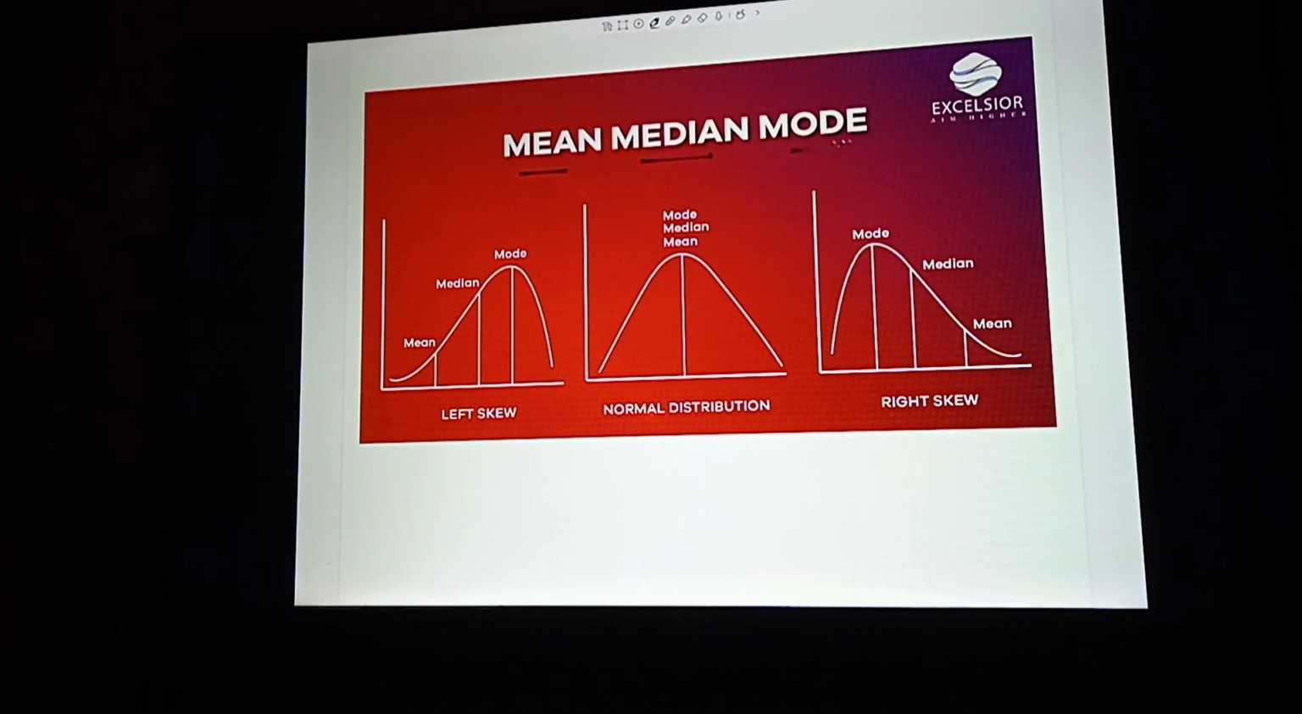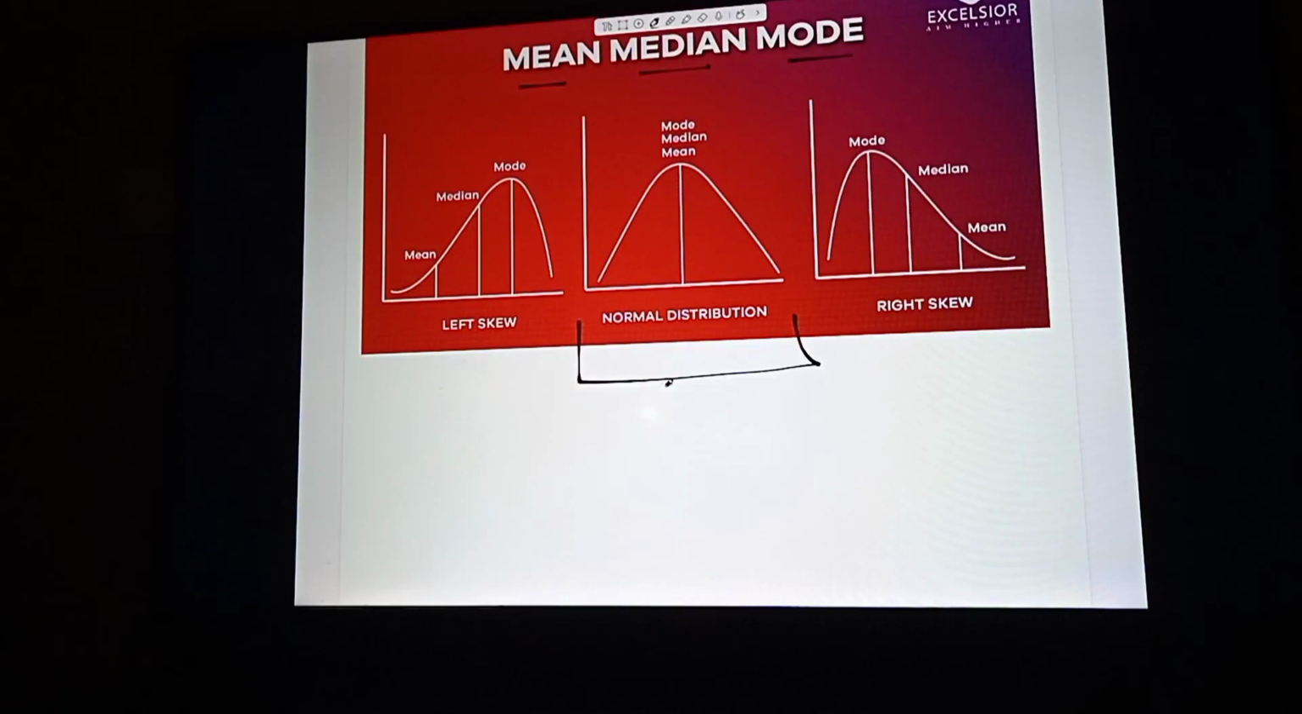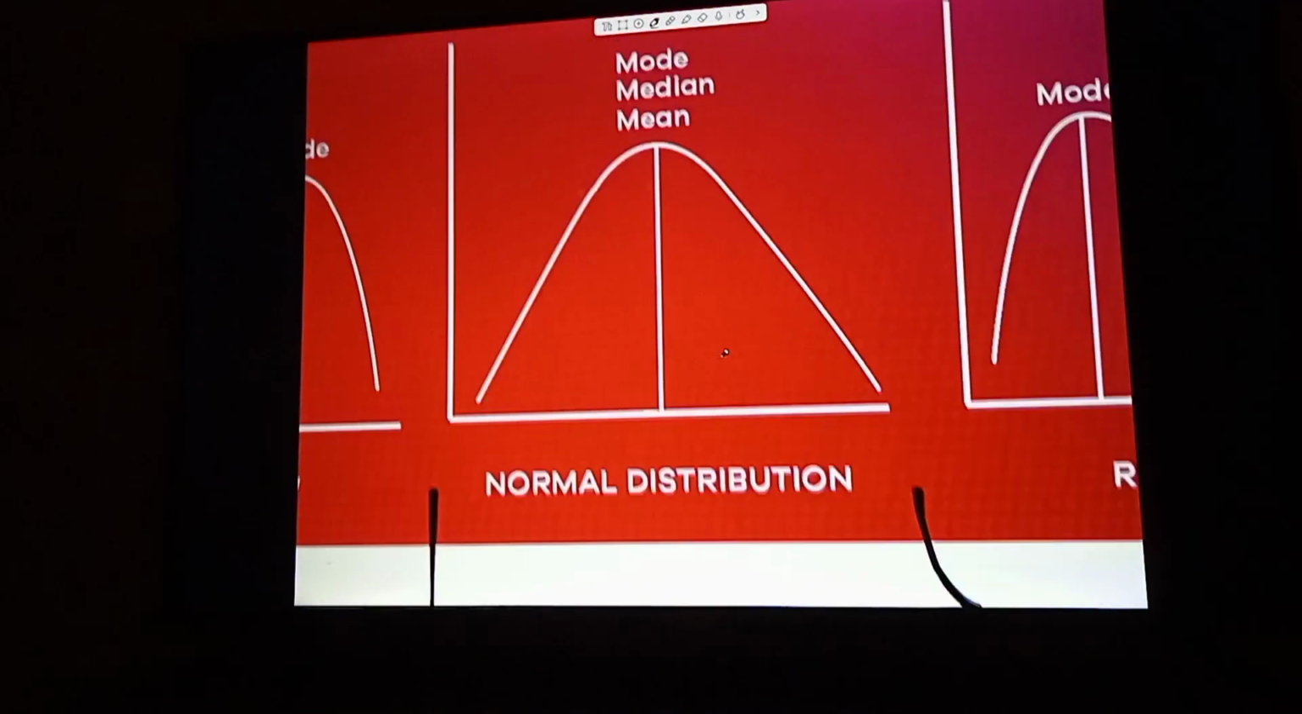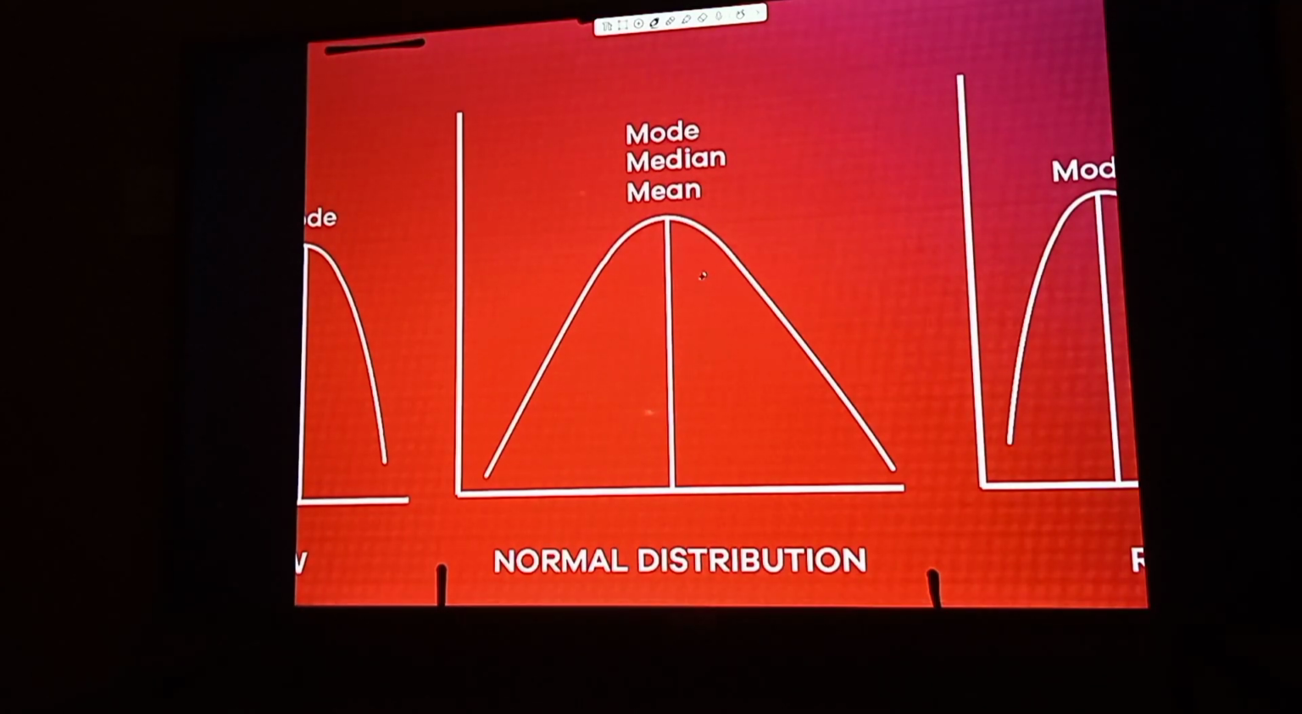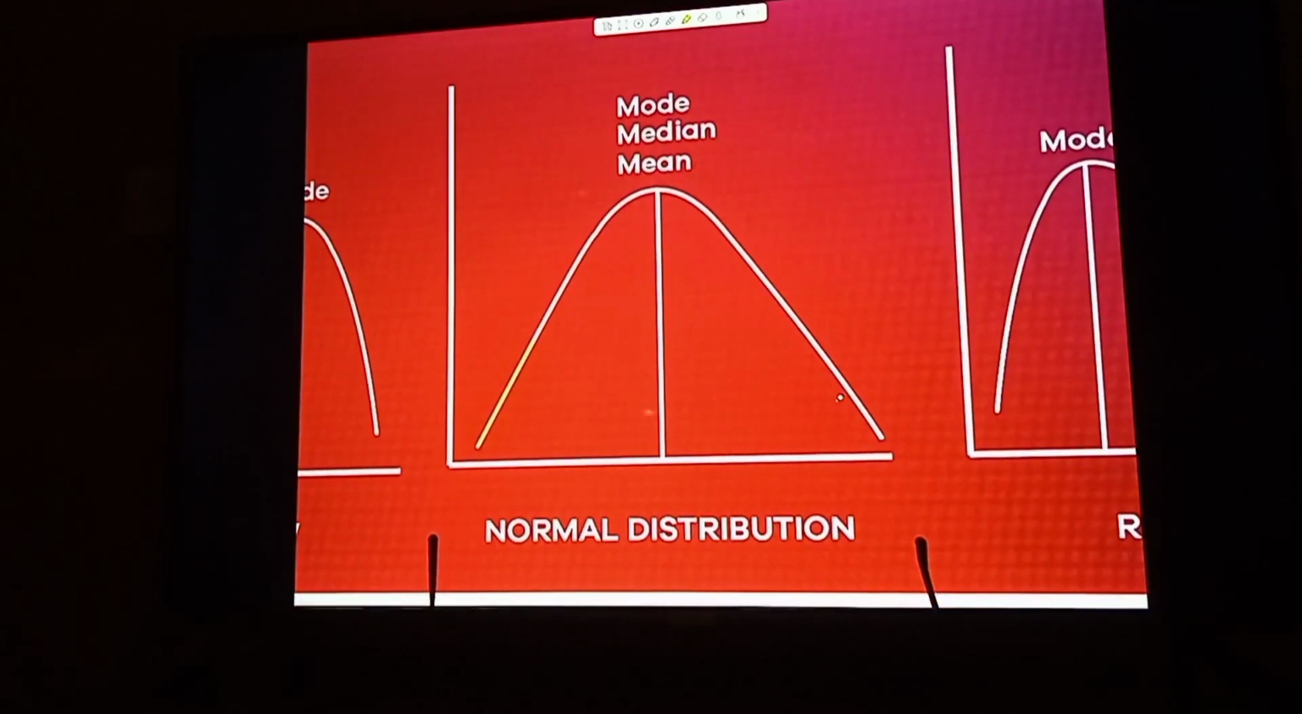So here are 3 different situations. Let's consider the first situation. This graph is of a normal distribution. If you look at this graph, it is a bell-shaped curve. You can see a bell shape here, right? Why is this bell-shaped? Because here mean, median and mode are all equal.